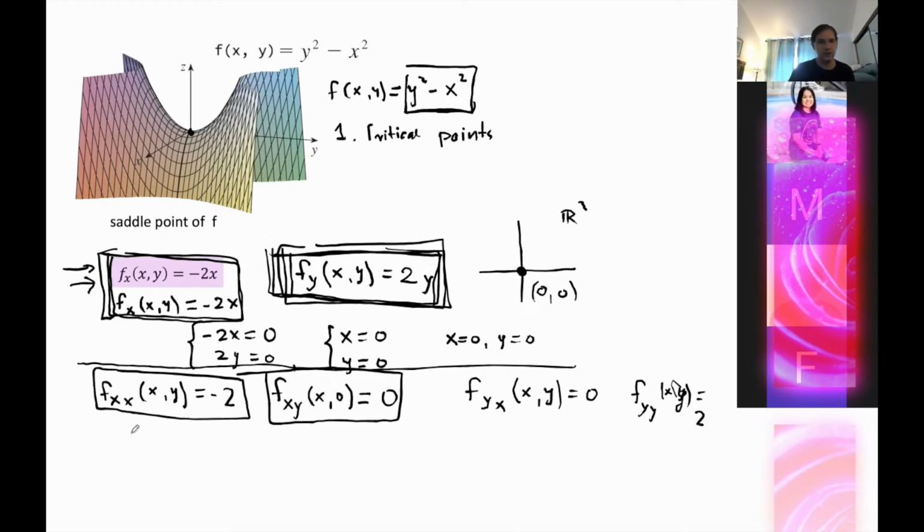So now let's look at the Hessian matrix. The Hessian matrix H of x, y is going to be equal to fxx of x, y, fxy, and then fyx, and finally fyy.